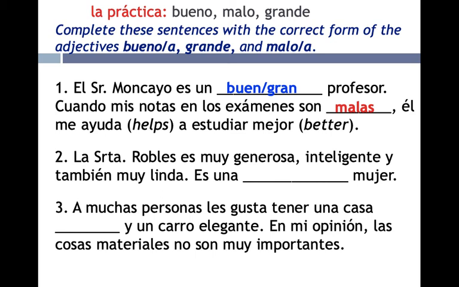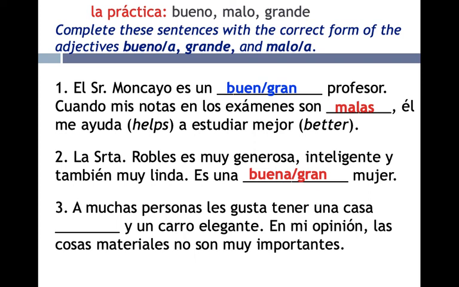Número dos, la señorita Robles es muy generosa, inteligente y también muy linda. Es una... What kind of mujer is she? Buena or gran. Remember, buena will not truncate or shorten in front of a feminine singular noun, but gran does, both masculine and feminine.